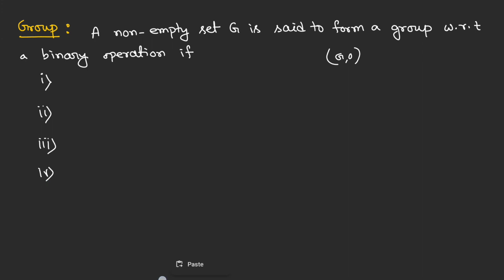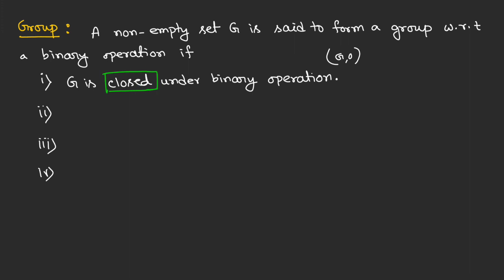There are a total of 4 conditions. Number one: G is closed under the binary operation. G means the non-empty set. So what do you mean by closed?